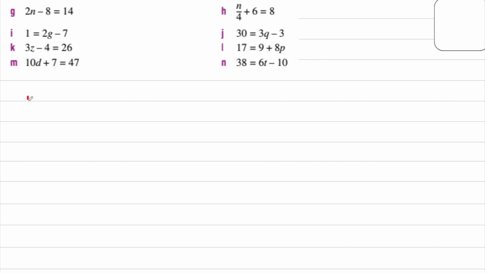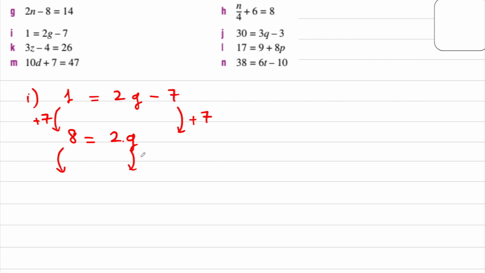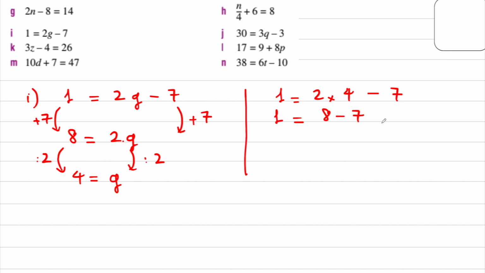Move to question I. 2g minus 7 equals 1. Add 7 on both sides. This is 8, this is 2g. After that, you have 2 times g. I want to make g the subject. Divide by 2 and divide by 2. Dividing by 2, you get 4, and on the other side you get g. Check it out: 2 multiplied by 4 minus 7. Here 8 minus 7 equals 1. Okay, that is correct. It means I have the right answer.